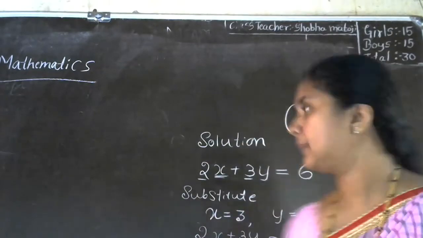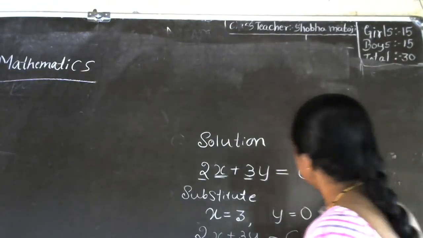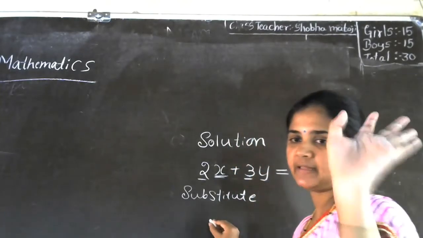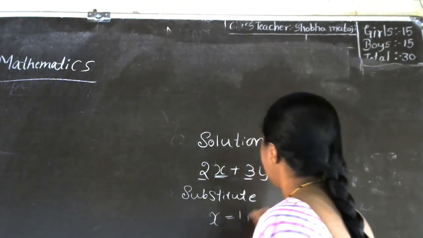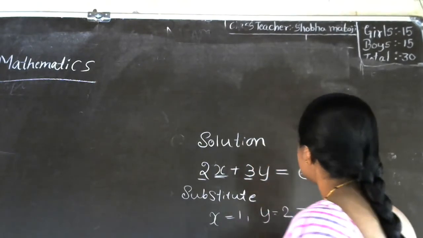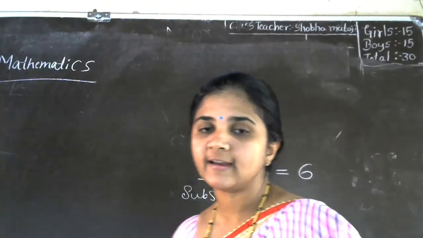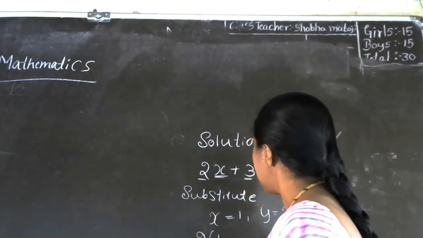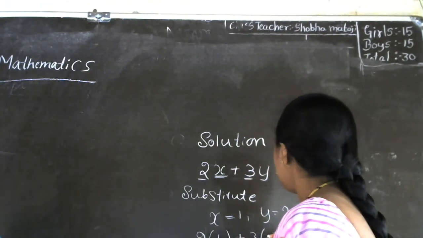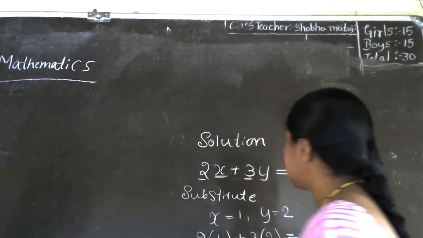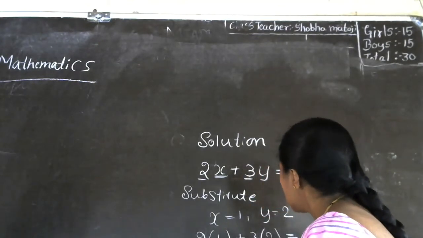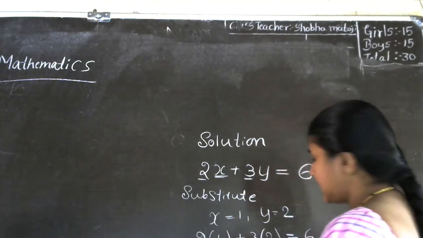I'll take one more example now to understand this topic. Same equation we will take. So now substitute. Let us take x is equal to 1, y is equal to 2. So let us check whether x is equal to 1, y is equal to 2 is a solution or not. We will check now. So 2 into x place 1 plus 3 into y place 2, which is equal to 6. Okay na? So then after simplification, 2 ones are 2 plus 3 twos are 6, which is equal to, here on the right hand side, 6 is there.